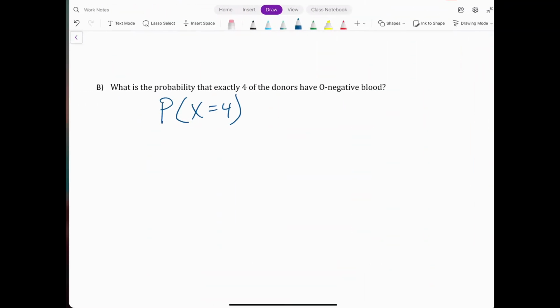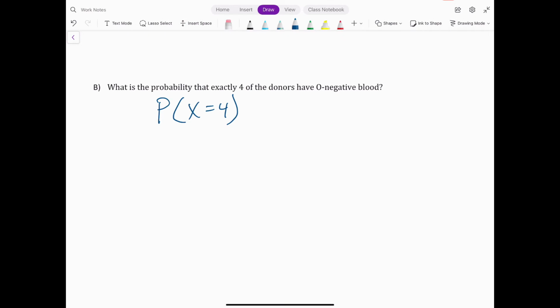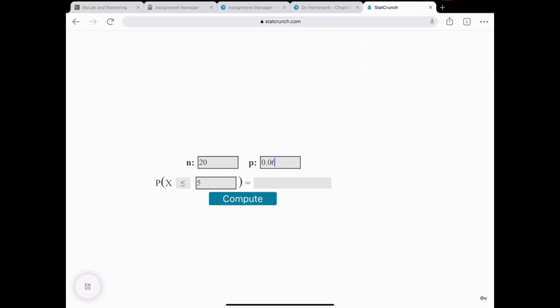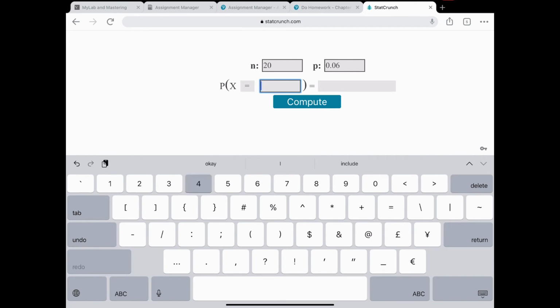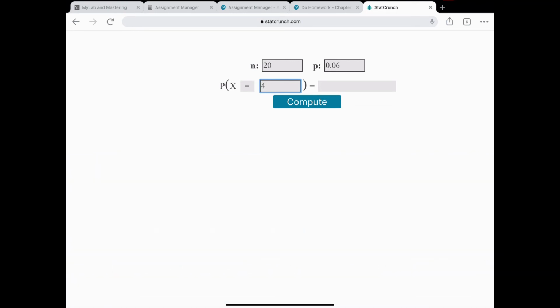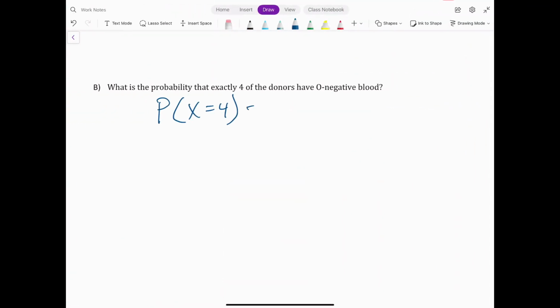Then let's go back to our question. We're trying to find the probability that X equals 4. As we've seen before, we click our inequality button here, select the equals option, and change our X value to 4. We calculate that to 3 decimal places and we get 0.023. So that's it. The n, number of trials, was 20. The probability of success was 6%. And our X value was 4.